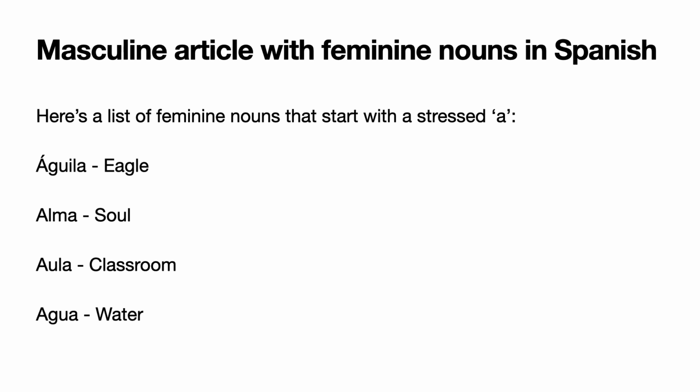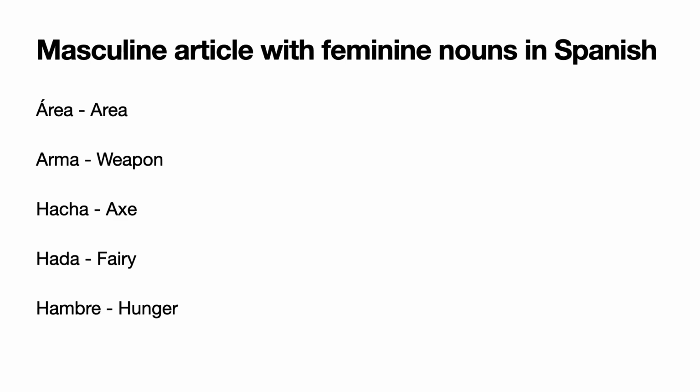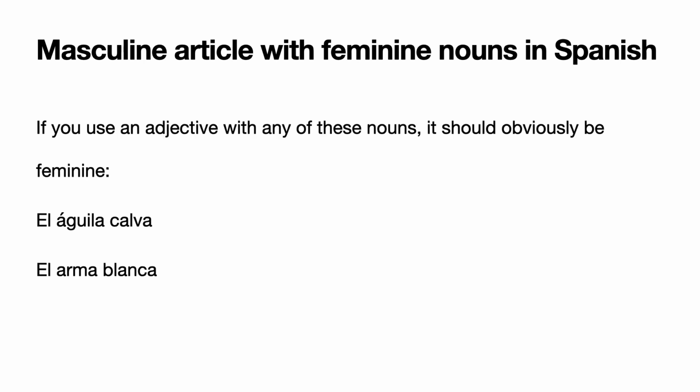Here is a list of feminine nouns that start with a stressed A: águila, alma, aula, agua, área, arma, hacha, hada, hambre. Just remember, if you use an adjective with any of these nouns, it should obviously be feminine. Let's see some examples. "El águila calva, el arma blanca."